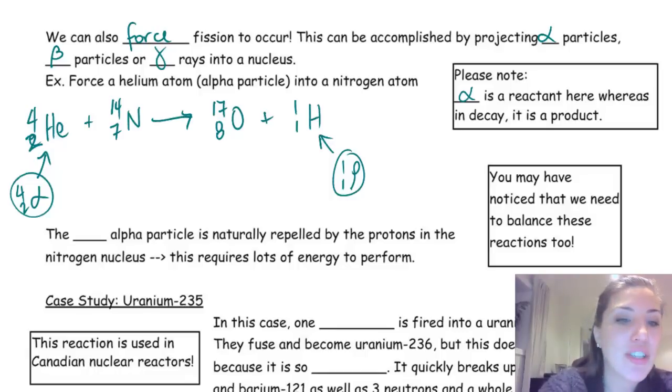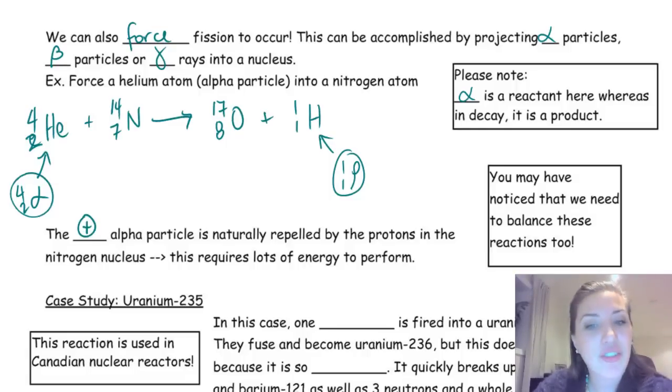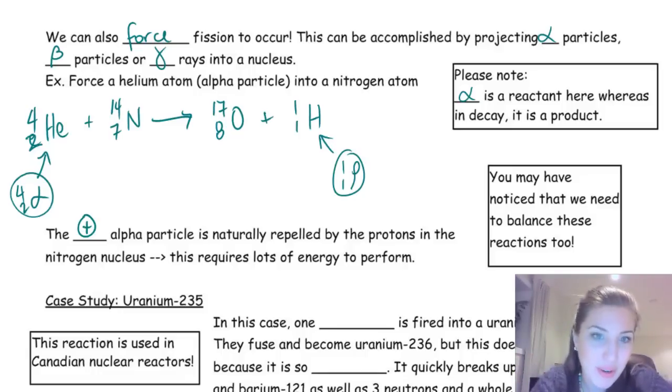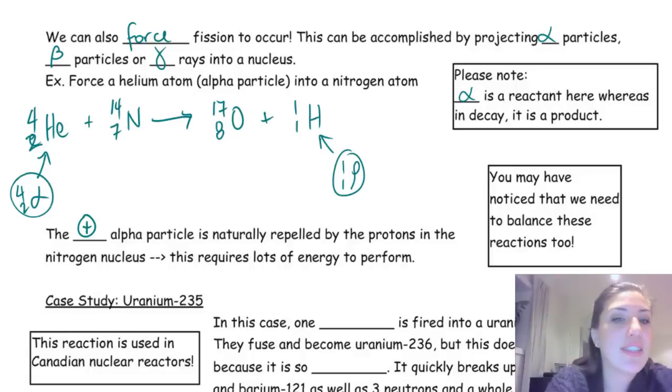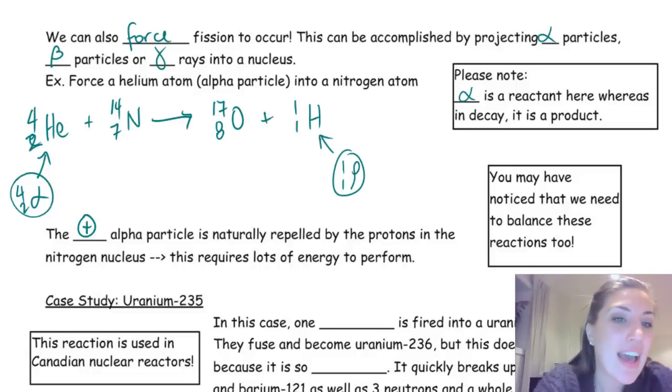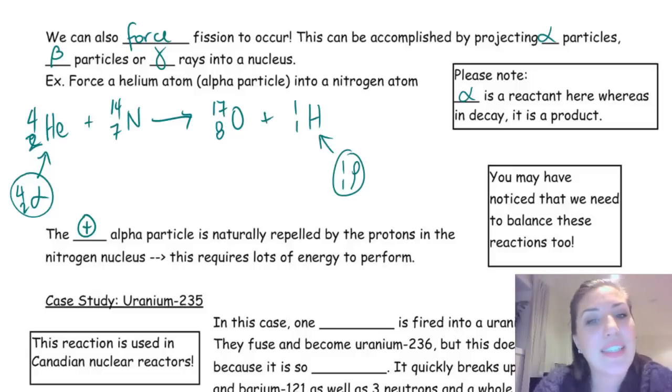So like I mentioned, the positive alpha particle is naturally repelled by those protons in the nitrogen nucleus, so we're really going to have to shove them together because they don't naturally want to go together. Also, please note that we have 14, 15, 16, 17, 18 as our mass on the reactants and 18 as our mass on the products. We have 9 as our atomic number in the reactants and 9 as the atomic number in the products. So we are balancing these reactions as well.